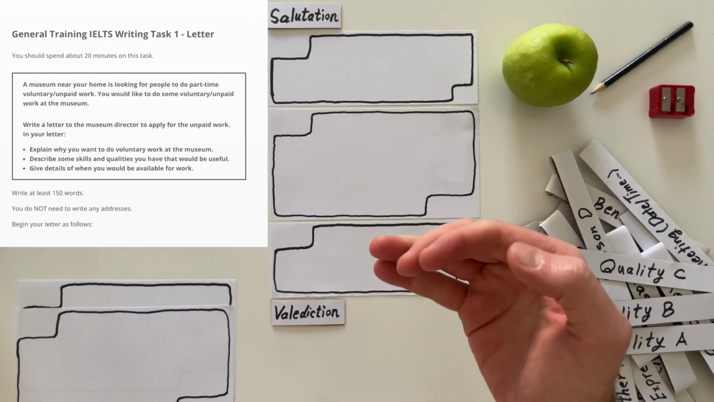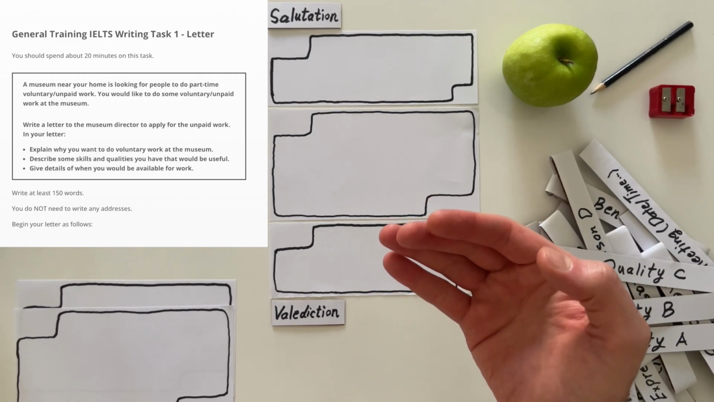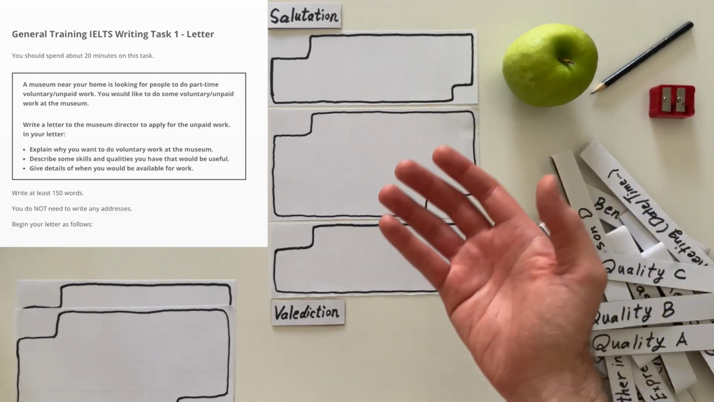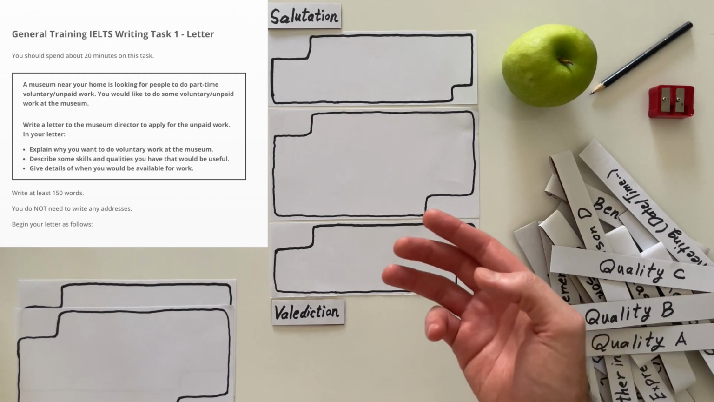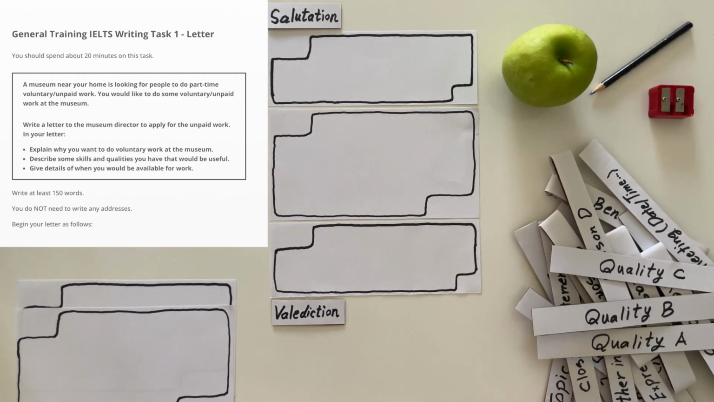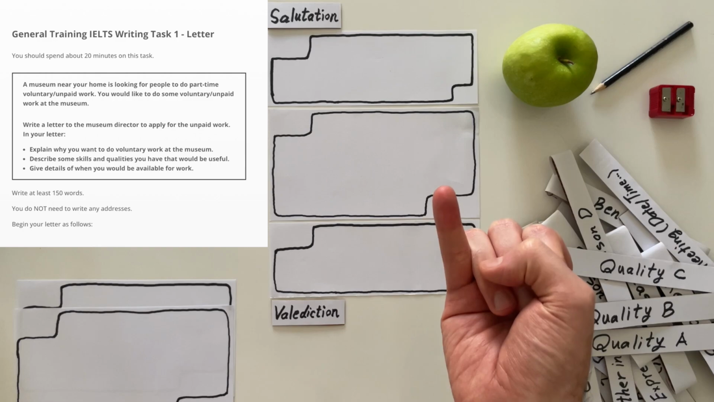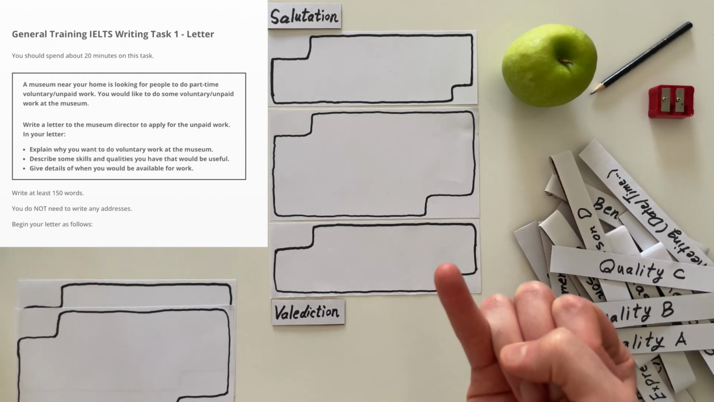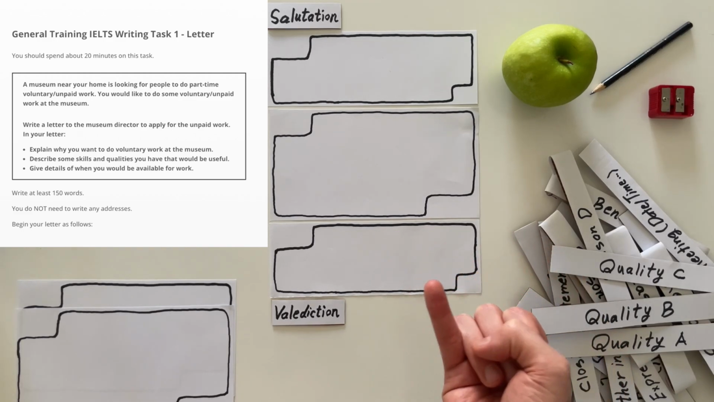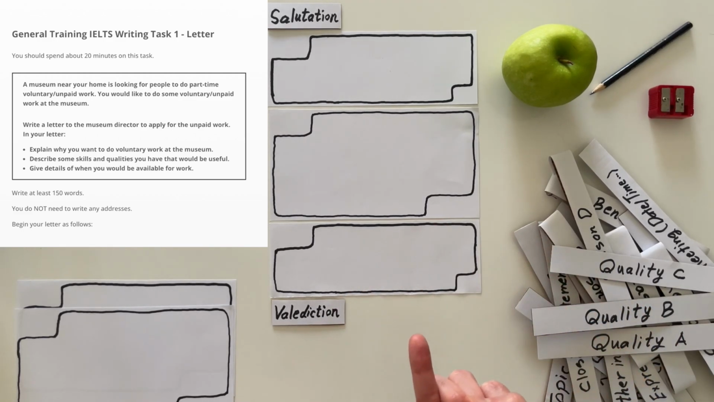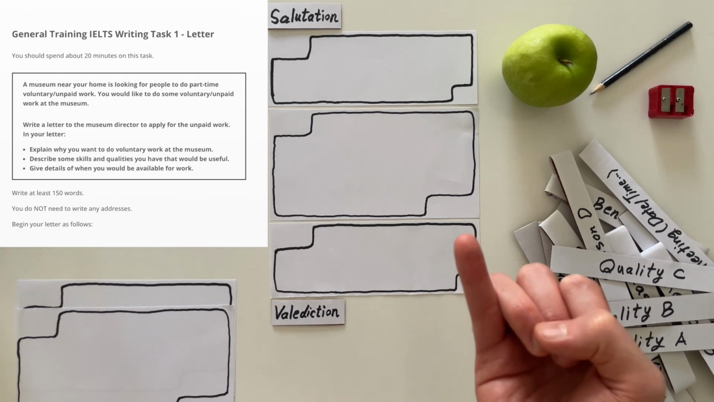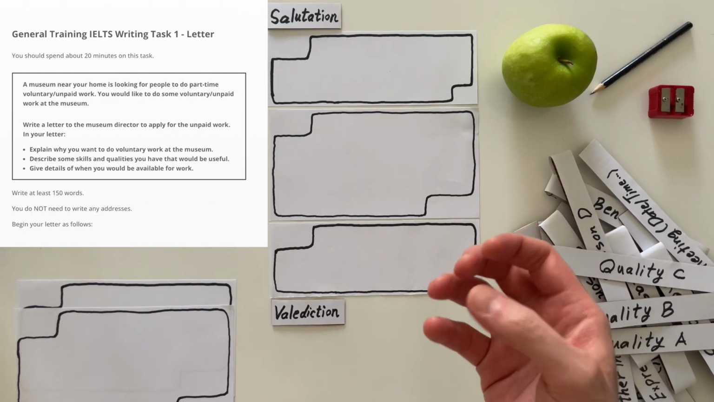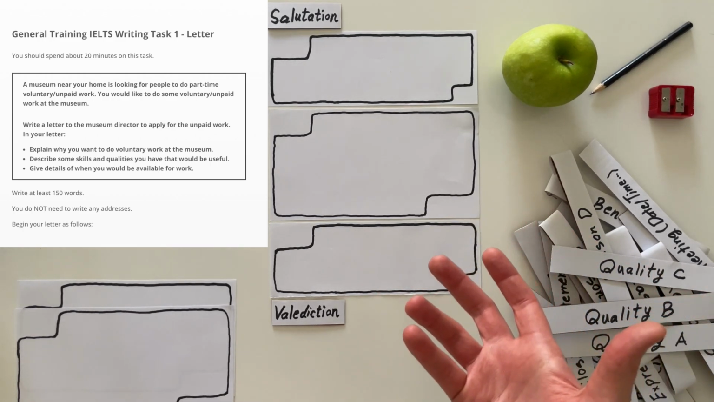Now, when we write to the museum director, what do we want to do? We want to apply for the voluntary or unpaid work. So there's an application process. And in your letter, we are going to write these 3 bullet points. Explain why you want to do voluntary unpaid work at the museum. You need to say why you're interested in it. It can be one reason, it can be more than one reason, but they have to be convincing. The director needs to know why, your clear intentions.